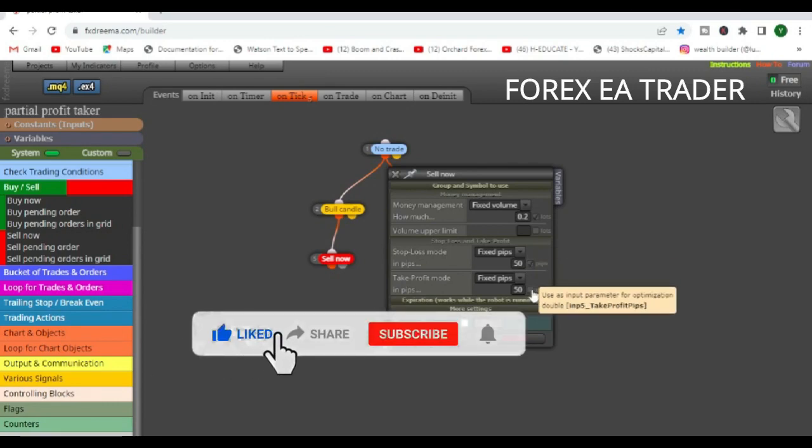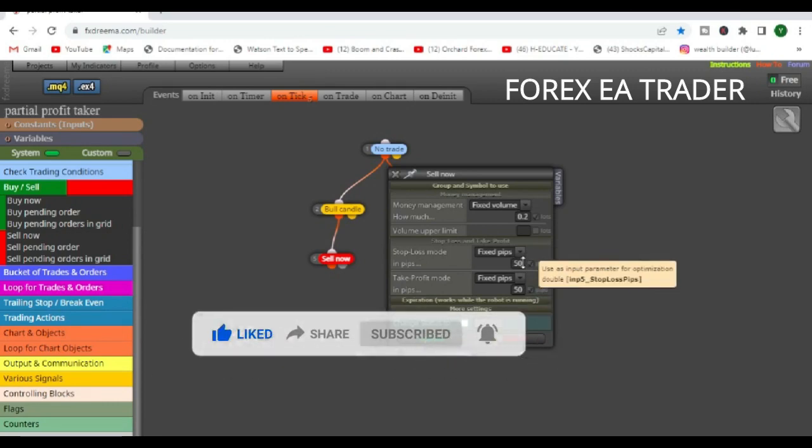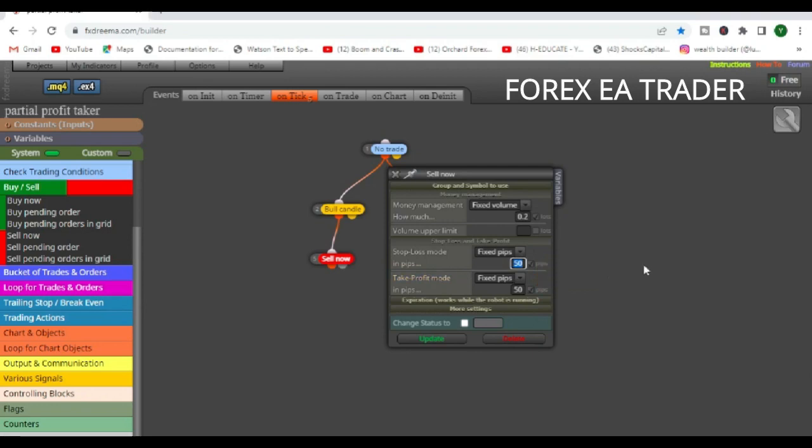So we just tick there, the stop loss will probably be something crazy like 2000 pips, which is around 20,000 points.